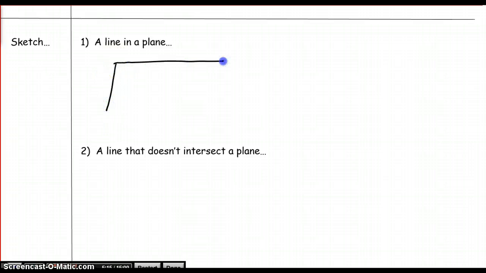Well, let's get our plane going here first. I know, it's magic. It's beautiful. It's wonderful. It's probably the best plane you've ever seen in your entire life. We're going to call that plane E.